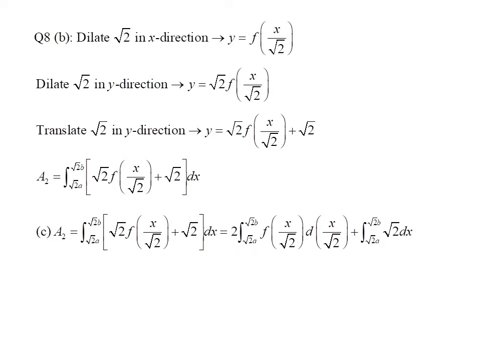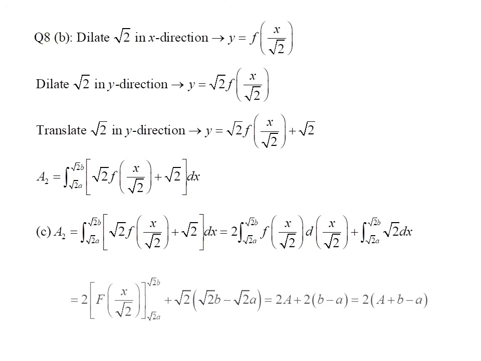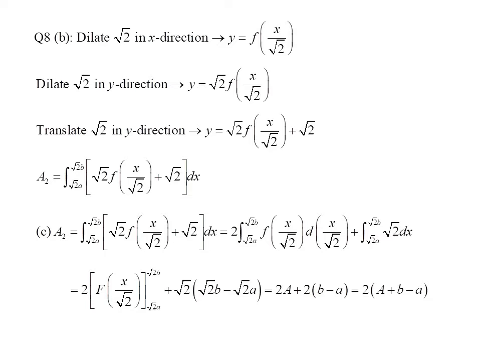Due to the dilation factor in x direction, the original x-axis intercepts are changed from a to square root 2 a, from b to square root 2 b. So the lower bound and upper bound both are changed accordingly. The vertical translation of square root 2 in y direction also increases the bounded area, which is equal to square root 2 times the dilated distance between the two x-axis intercepts. Finally, we find the required area.